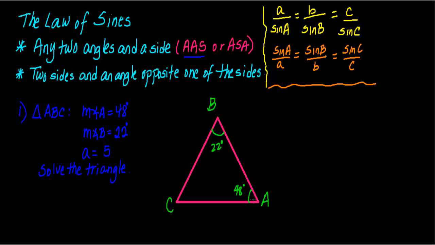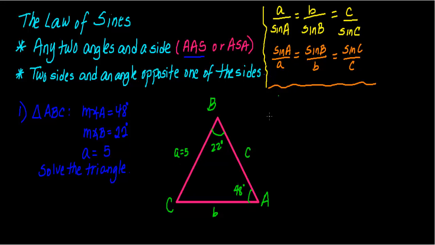Side A is the side across angle A. So this is side A. A is 5. Side B is the side across angle B. This is B. Side C is the side across angle C. Okay? And there we've labeled everything. Okay? Now, notice this triangle is angle, angle, side, which is this first case we said we were going to discuss. Okay, so since it's angle, angle, side, I can use the law of sines.